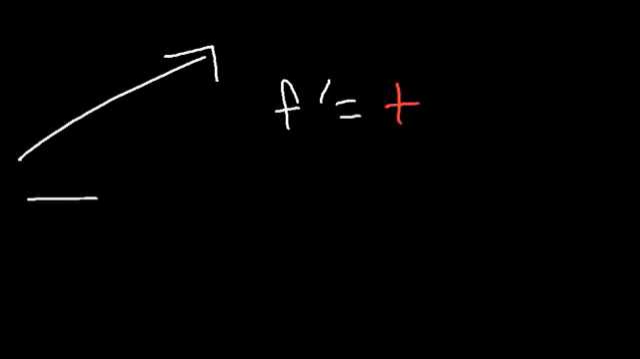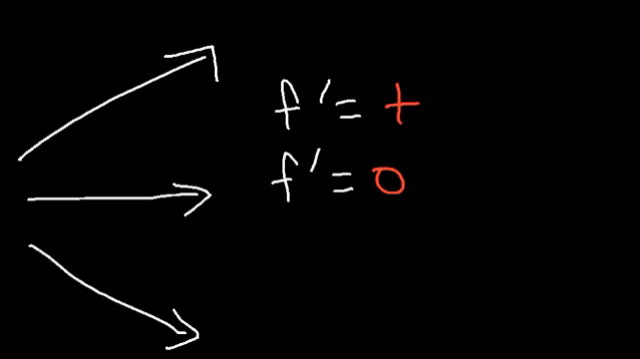Now, if the curve is moving in a straight line, if it's horizontal, the function is not increasing or decreasing, it's constant. The first derivative is 0. The slope of a horizontal line is always 0. And if the function is decreasing, the first derivative is negative because the slope is negative.